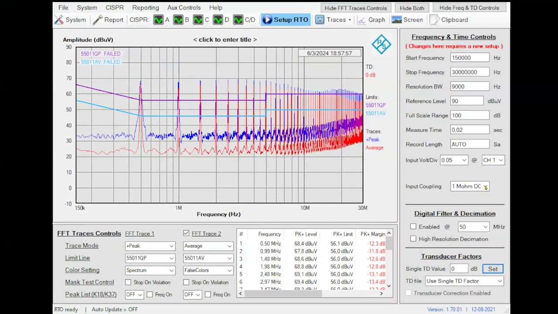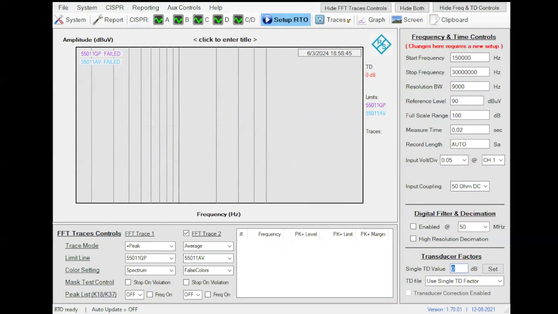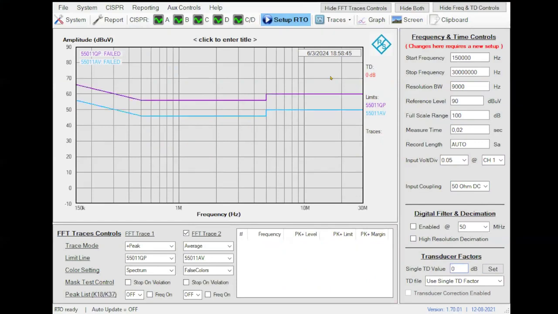So remember, 50 ohms is the input impedance of the oscilloscope, and introduce here the transducer factor of the transient limiter or any other element you can be interested in introducing in the middle of the signal. So now I am not going to use the transient limiter in my experiment. So I set up the RTO with this configuration, and because now the input impedance is 50 ohms, the reflections must be removed. So let's go here to introduce FFT.